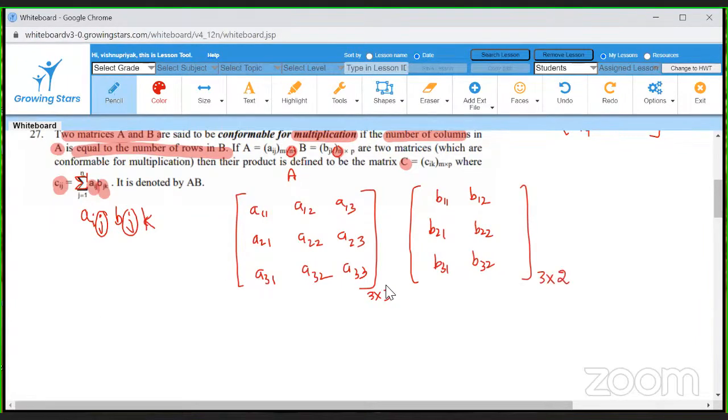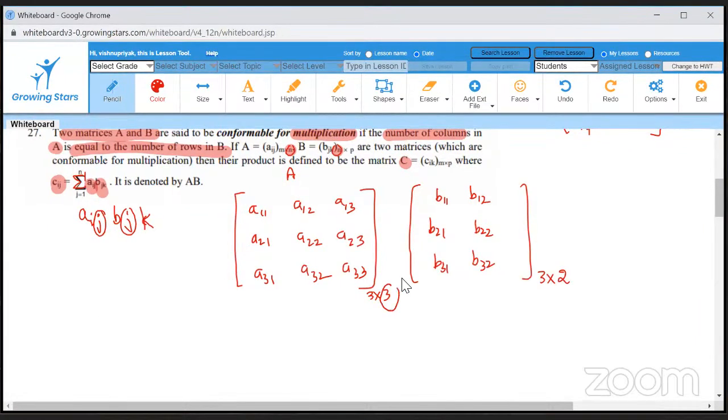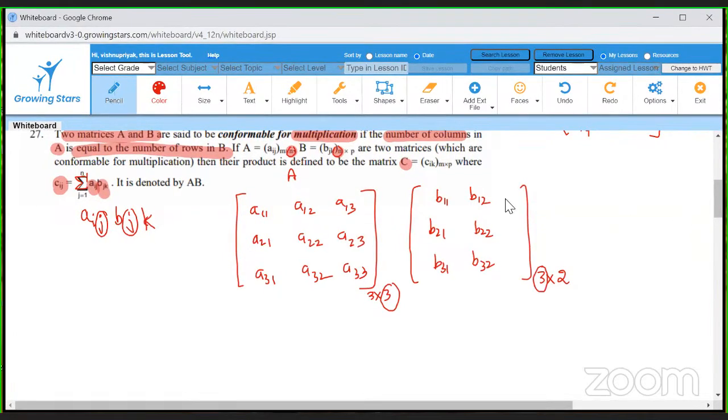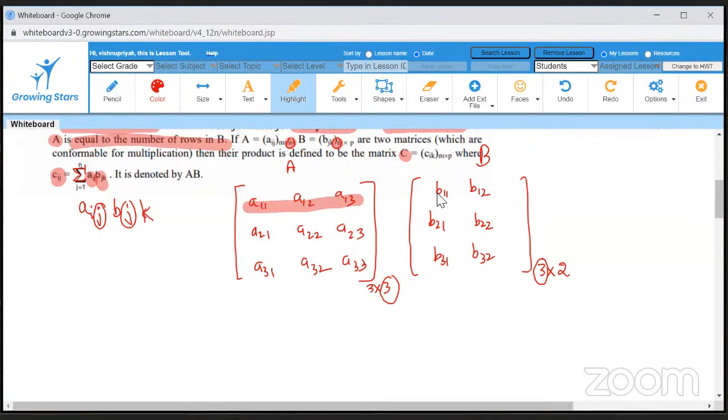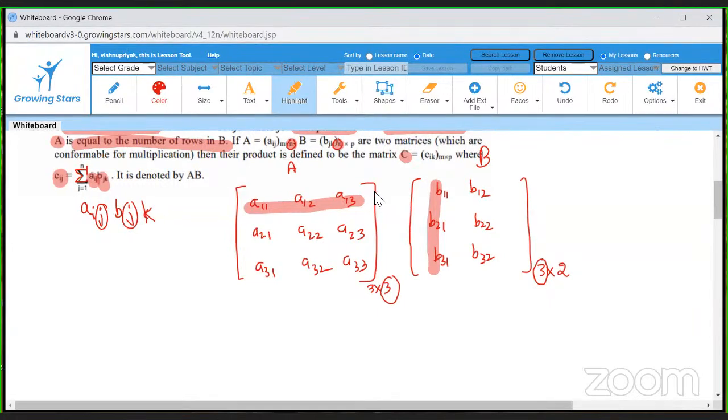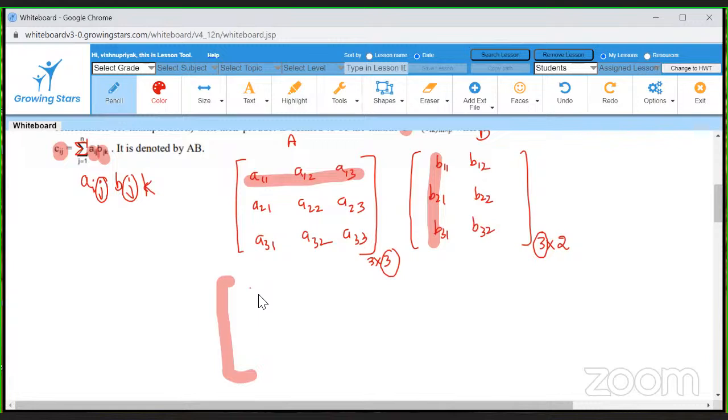You can multiply because the columns here are equal to the rows here. This is the A matrix, this is the B matrix. When you multiply, if you are taking the first row, you have to take the first column. First row, first column, and multiply. So if you multiply first row, first column, you will get C11.